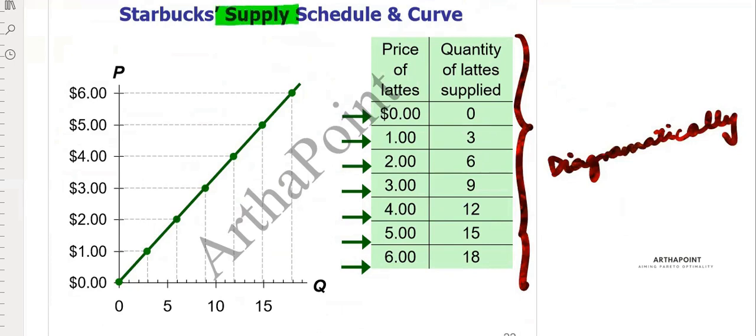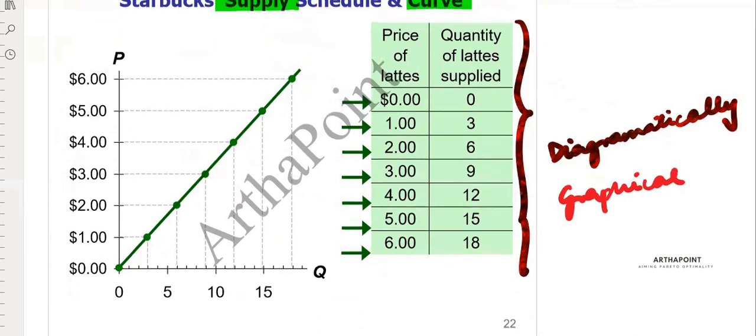So the supply curve is the diagrammatical or graphical representation of a supply schedule. At price of 0, the quantity is also 0. When the price is 1, the quantity is 3. When the price is 2, the quantity is 6. When the price is 3, the quantity is 9. When the price is 4, the quantity is 12. When the price is 5, the quantity is 15. And when the price is 6, the quantity is 18.